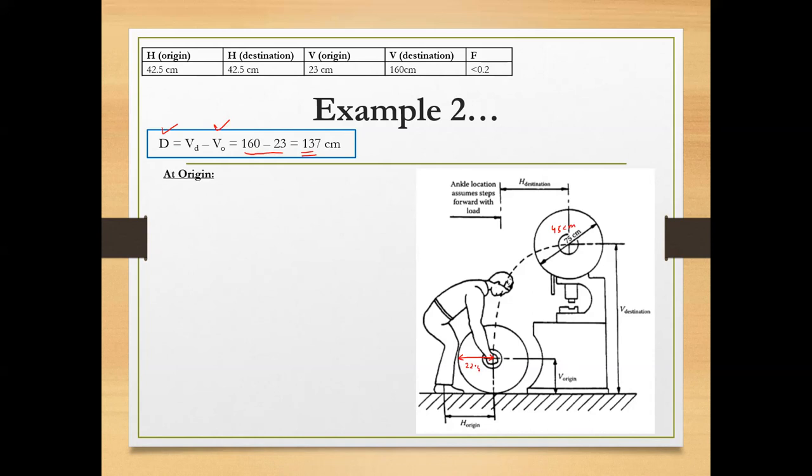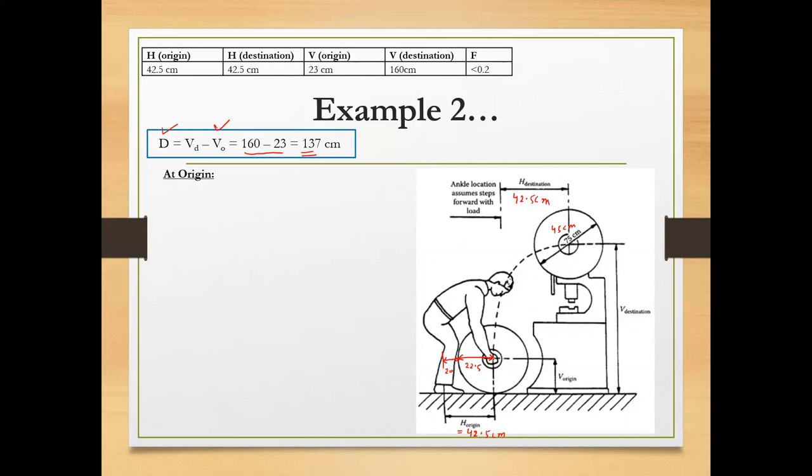This will be 22.5. And the distance from the edge of the reel to the center of the body was 20, so that will not change. So the total horizontal distance will be 42.5. So 22.5 plus 20, it will be 42.5. And it will be the same at the destination as well. This will be 42.5 centimeters.